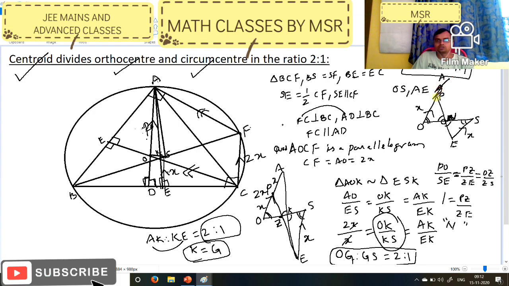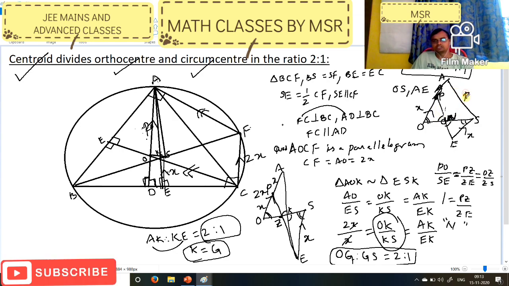Join AS. For your understanding, join AS. So this triangle only I am drawing here. So we now got P is a midpoint of AO. We know that P is a midpoint of AO, N is a midpoint of OS, and ON is to NS is 1 is to 1. PN is the radius of the 9-point circle.